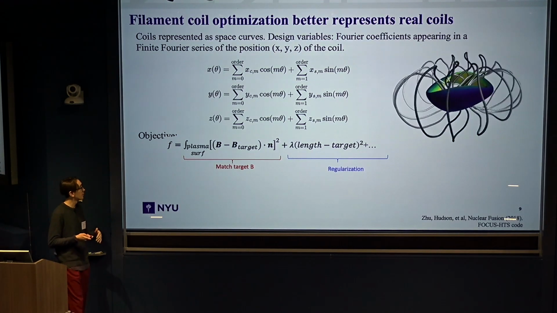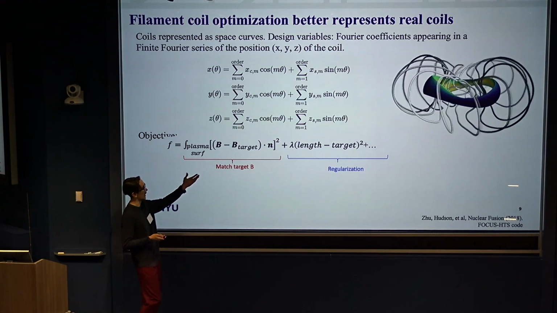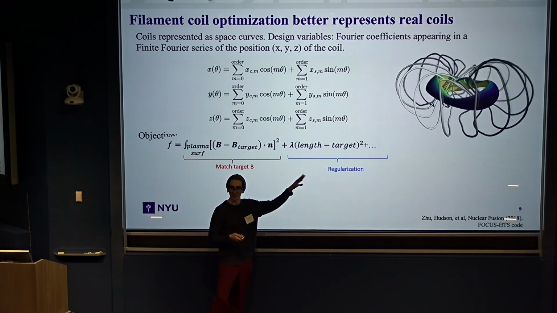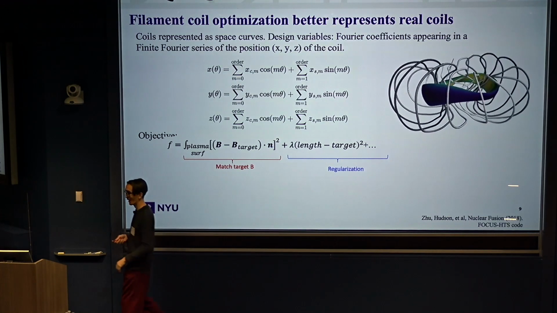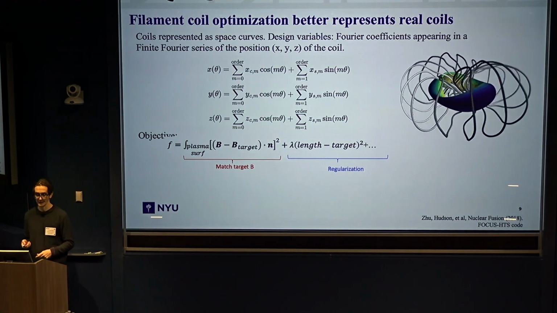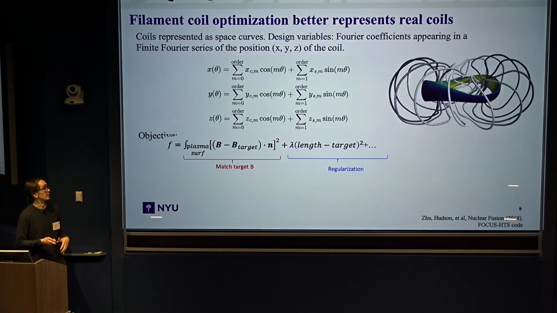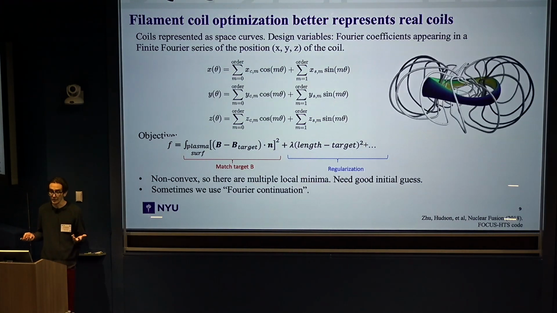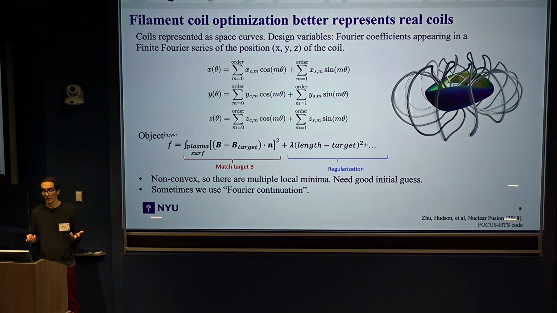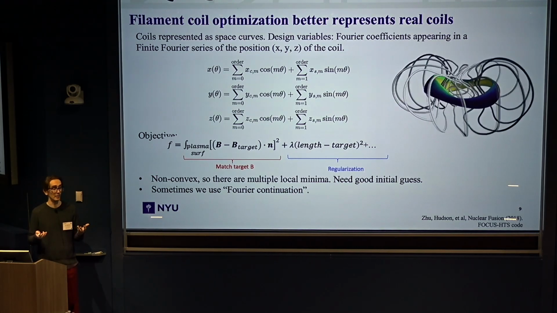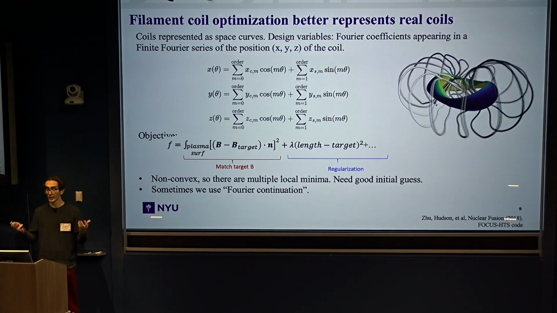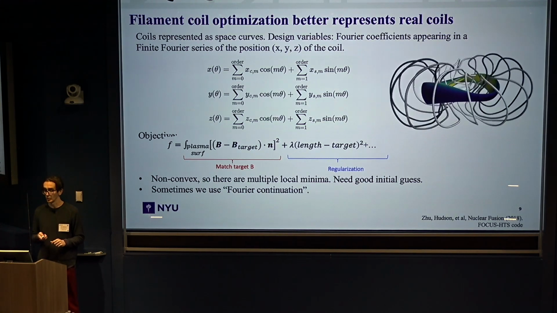The objective here is, as usual, match beta n on the plasma surface. And then we're going to talk about this very long list of regularization terms we're going to start adding here. But the structure of the problem is similar. The downside is this is going to be non-convex, actually really, really non-convex, as I'm going to try and convince you. That means there's lots of local minima. You might get stuck in some of these suboptimal local minima.